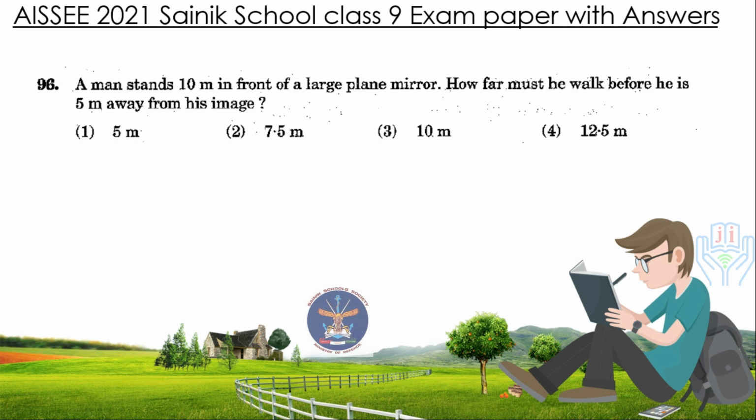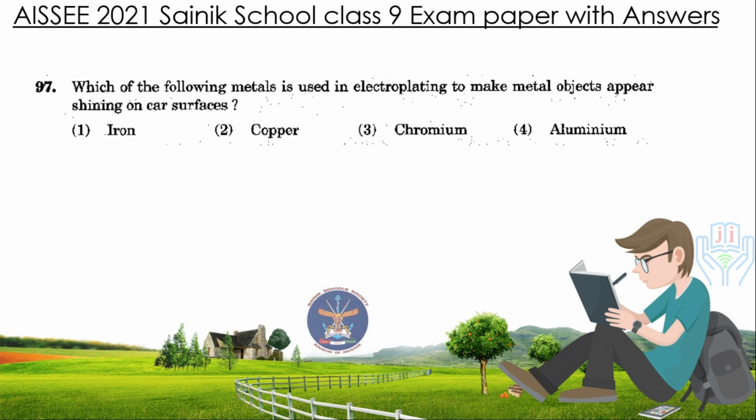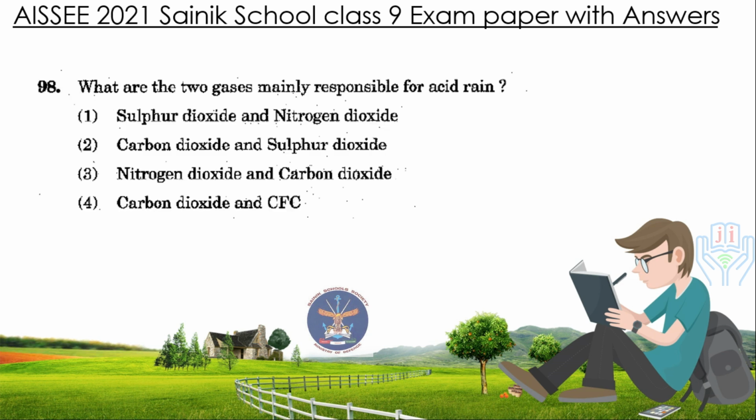A man stands 10 meters in front of a large plane mirror. How far must he walk before he is 5 meters away from his image? He can walk 7.5 meters. Which of the following metals is used in electroplating to make metal objects appear shining on car surfaces? Chromium metal. What are the two gases mainly responsible for acid rain? Sulfur dioxide and nitrogen dioxide.